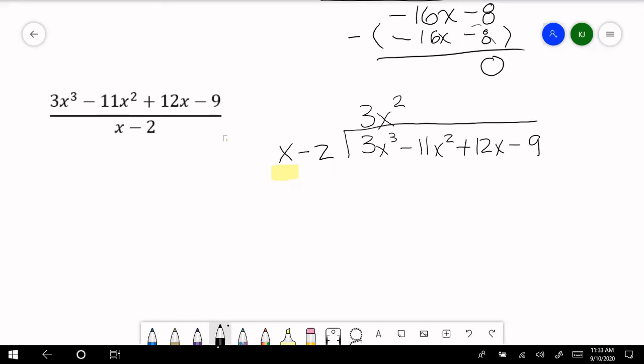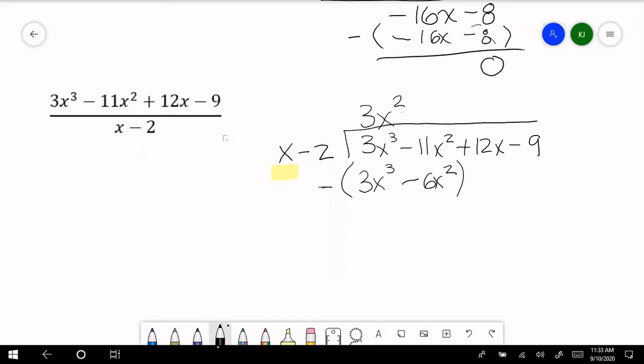So now this is where that second part comes into play. I'm going to take that 3x squared and multiply it to both things. So 3x squared times x and 3x squared times negative 2. So I took this 3x squared and multiplied it to both things. The top's always going to stay the same. It's just the bottom, this is the one that's going down there.